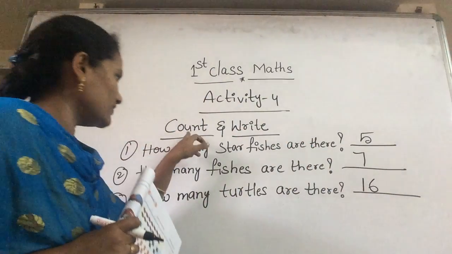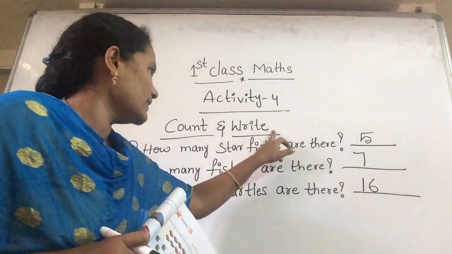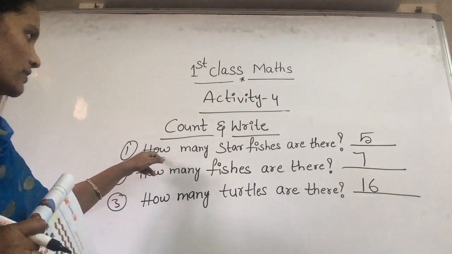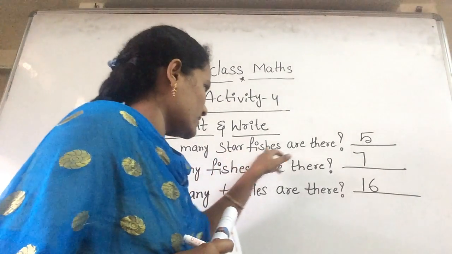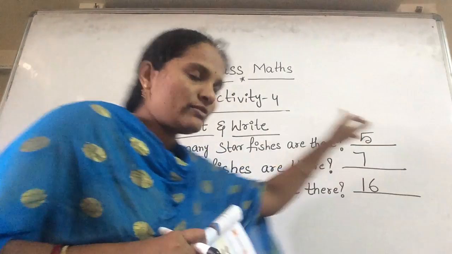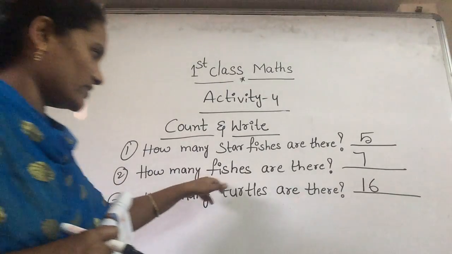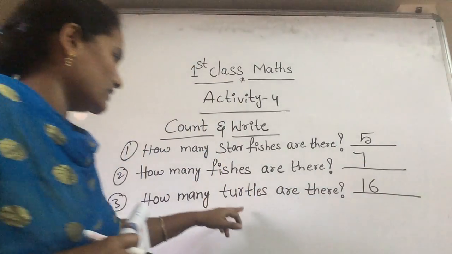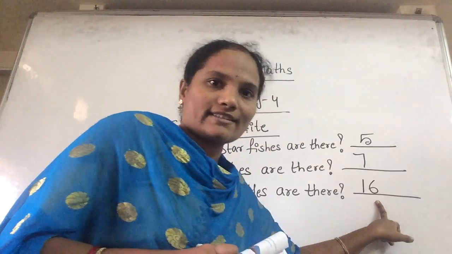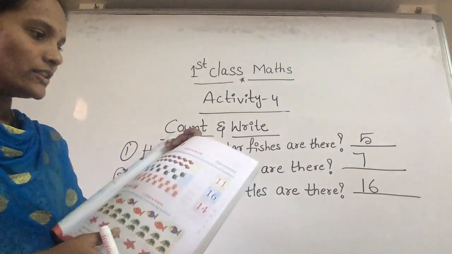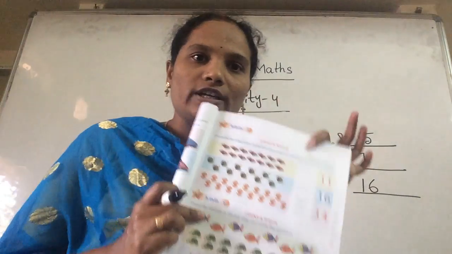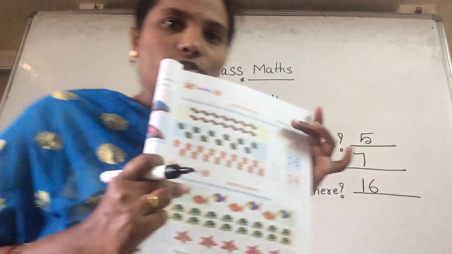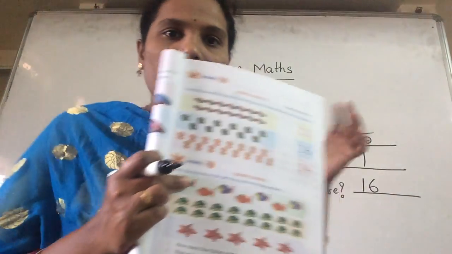What is our activity? Count and write. First question, how many starfishes are there? That is 5. Now next, how many fishes are there? That is 7. Now next, how many turtles are there? That is 16. Okay, children, do these activities in your textbook. Please post in the group. Okay, children.